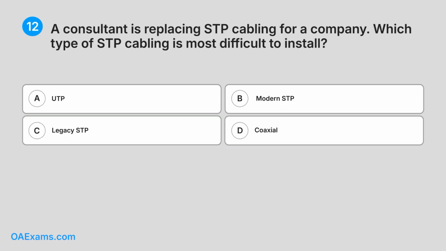12. A consultant is replacing STP cabling for a company. Which type of STP cabling is most difficult to install? A. UTP. B. Modern STP. C. Legacy STP. D. Coaxial. Can you guess the answer?